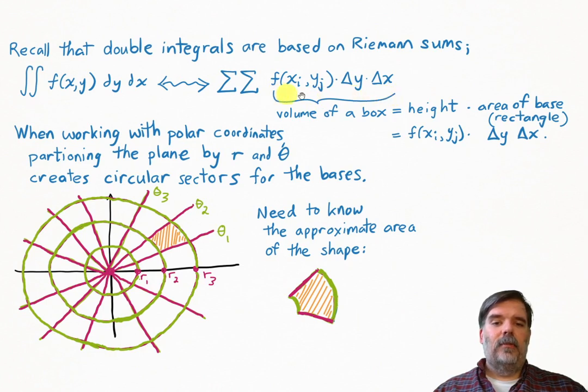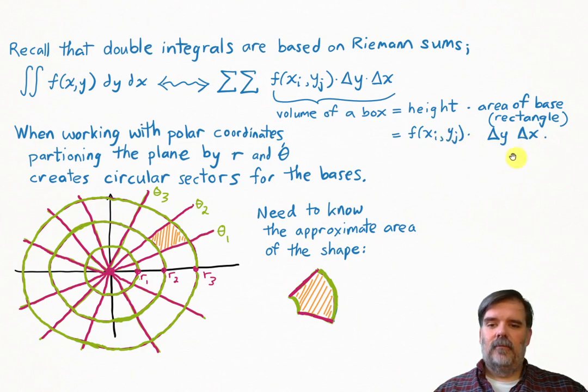This represents the volume of a box. We can think of it as the height times the width times the depth. We can also think of it as the height times the area of the base, and I'd like to think of it in that way. So the volume of the box is the height times the area of the base. The height is f of x_i, y_j, where this corresponds to points inside the base. And then delta x and delta y, those are the spacings between the sample points, x_i, and the sample points, y_j.